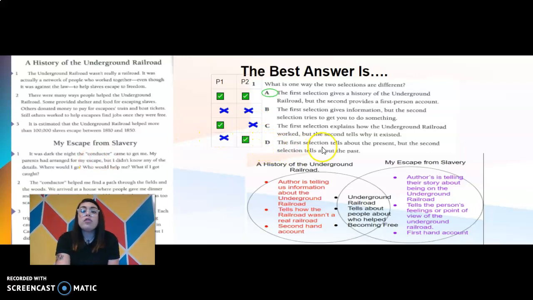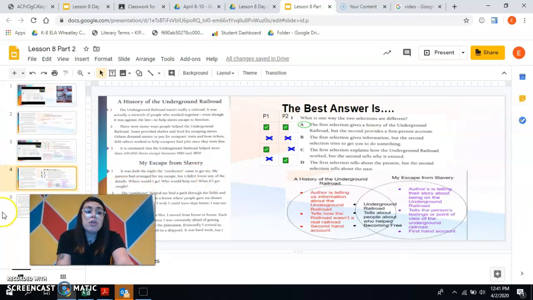Then D says the first selection tells about the present. This happened in the past. It even says the word history, so this is wrong. But the second tells about the past. Well, it says my escape from slavery, and this happened in the past, so I gave it a check mark. But because there were no 2 check marks, it's wrong. So my best answer was A, because that is how they are different, and I have 2 true check marks. So after you look at that, and you think about what you do to choose the best answer, then you're going to go to your last slide.